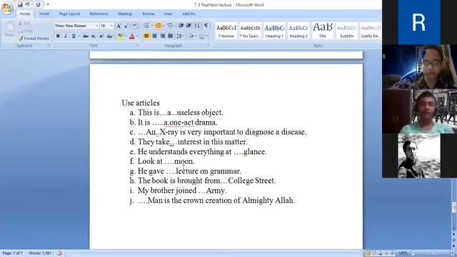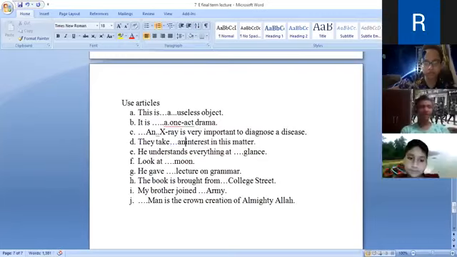Question number D. Sir, A, interest. Is there a vowel? Even if you consider this, this is enough to identify. It will be N.